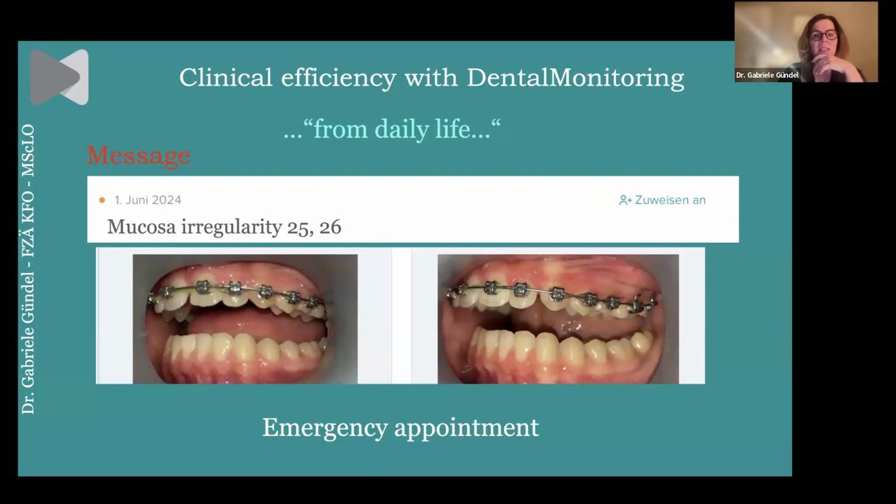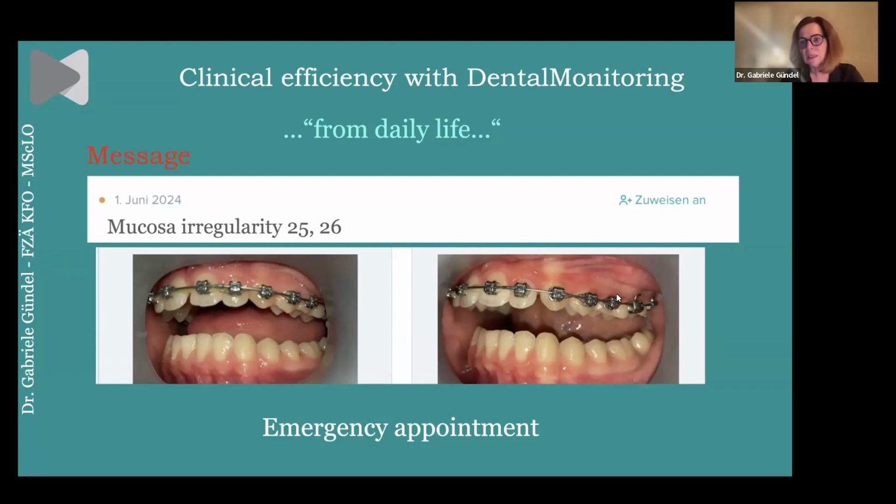Another message, another daily life example. This was a message from the dental monitor. So we have messages from our patients directly, and we have messages also from dental monitoring. So here's the message from dental monitoring, giving us the information that we have a mucosa irregularity on the region 25 and 26.